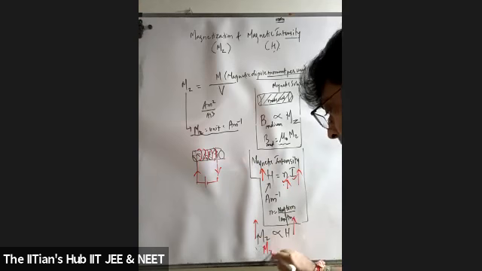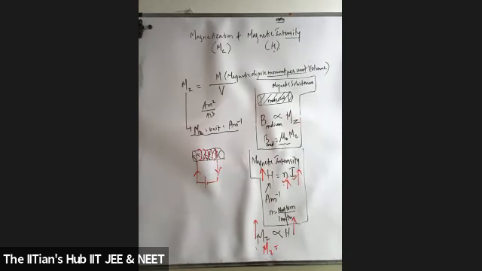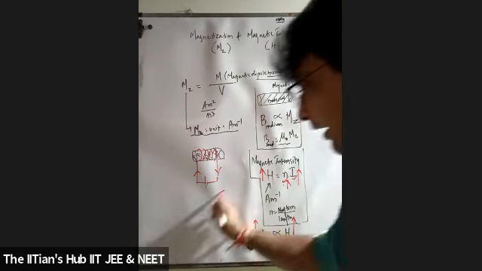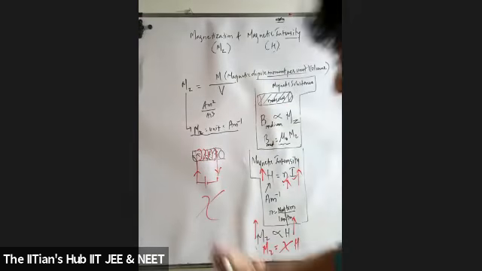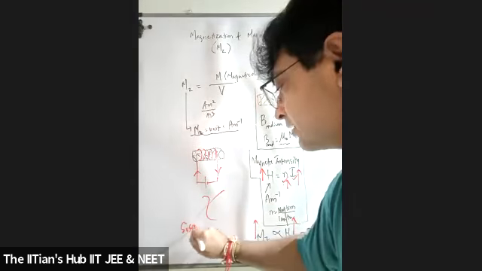Now students, the magnetization of the material depends on the substance, and that is called susceptibility. Chi. Friends, how do you pronounce this? As chi. We call this susceptibility.